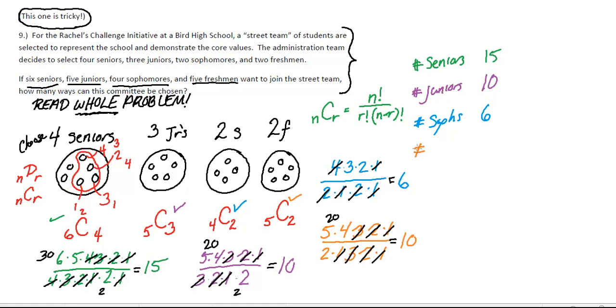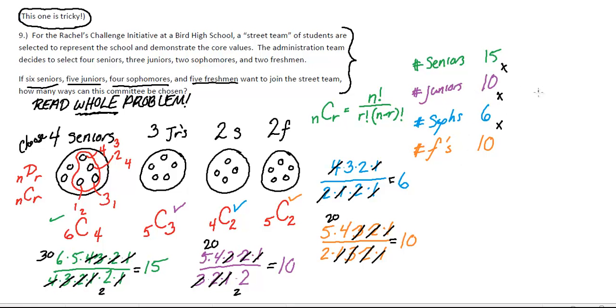Alright. So the number of freshmen, there's 10. Now, what I want to know is the total number of ways that this committee can be chosen. So now I have to take all of these numbers and multiply them together. Because I take the number of seniors and I multiply it by the number of juniors and I multiply it by the number of sophomores and the number of freshmen.